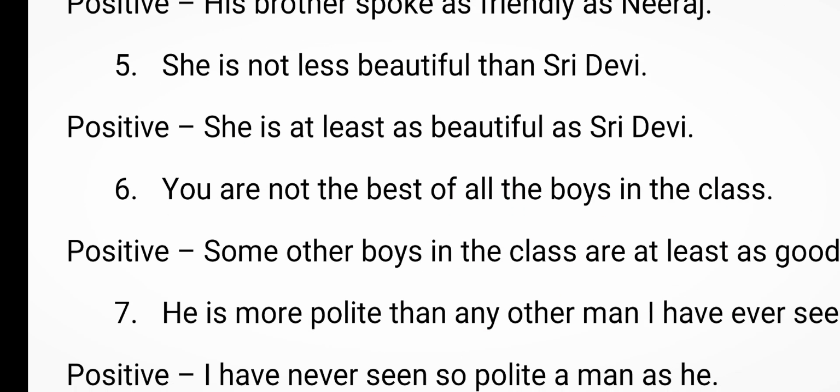The next question, number five: She is not less beautiful than Sri Devi. Means she is equally beautiful. So, she is at least as beautiful as Sri Devi. Just as I am saying the question and answer, start writing in your copy. Just take down the notes.